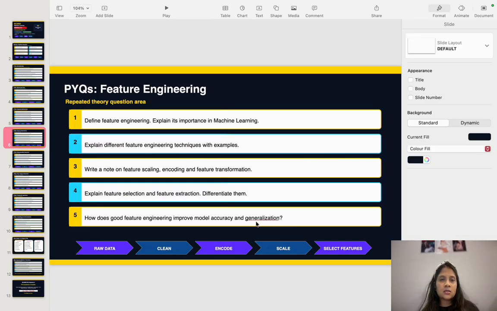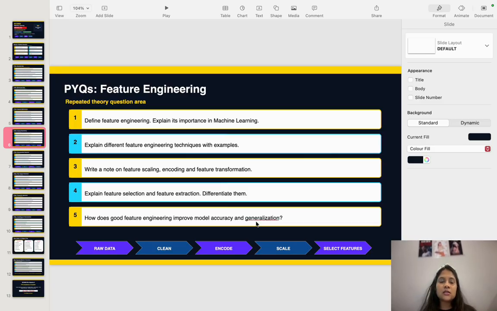And next are the questions related to feature engineering. These are the possible questions. Okay, they might just tell you, explain about feature engineering along with examples. So how it is being rephrased, that kind of questions I have displayed here.